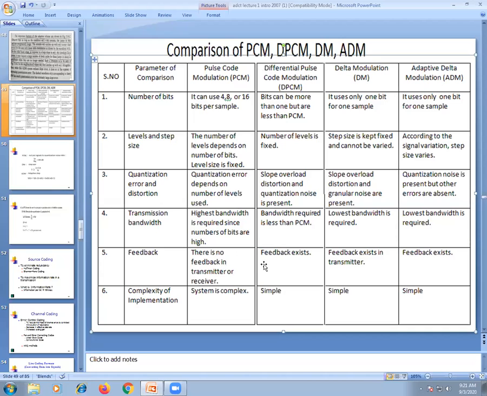Whereas in the DPCM, feedback exists. So what is the DPCM block diagram? A differential amplifier is there with two inputs. One input is m of t, the message signal, and the other input is the accumulator output. The differential amplifier output is given to sample and hold, where the difference signal is sampled. Now the sampled signal is given to the quantizer.